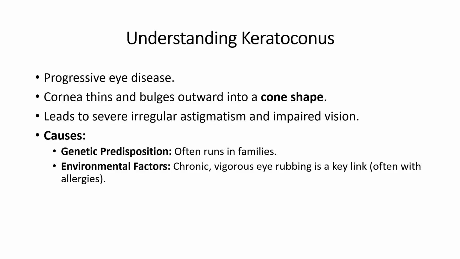While the exact cause isn't fully understood, it's believed to be a combination of factors. There's often a genetic predisposition, with about 1 in 10 people with keratoconus having a family history of the condition. So, genetics play a role. Environmental factors are also key. The most consistently linked factor is chronic, vigorous eye rubbing. This can cause mechanical trauma to the weakened corneal tissue. People with keratoconus often have allergies or other conditions that cause itchy eyes, leading to that problematic rubbing.